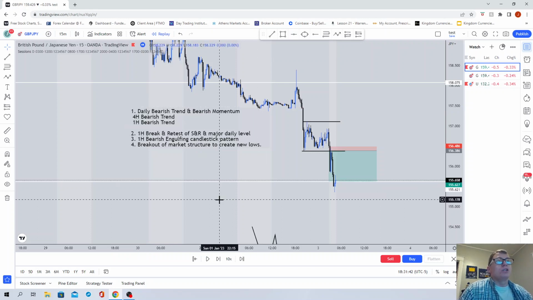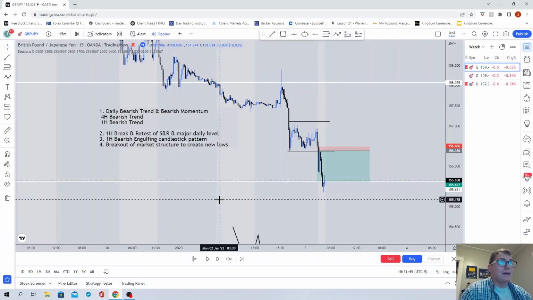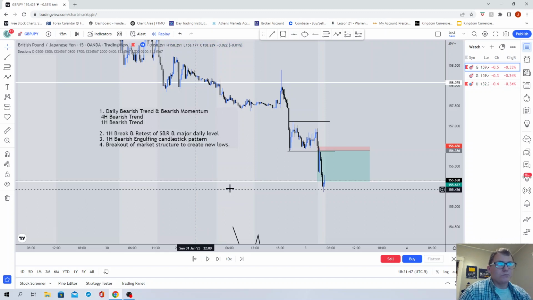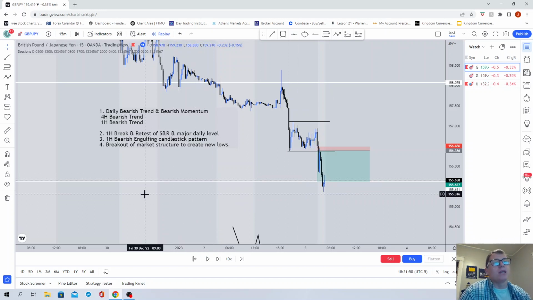And that is how you can use it to your advantage to find these grade A high probability setups and to take advantage of these to find probability in your own trading.